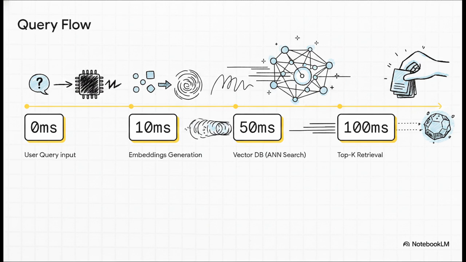At 0 milliseconds, the query arrives. Boom. By 10 milliseconds, we've already passed that text through our embedding models to generate the vector representations. At 50 milliseconds, we are deep inside the vector DB, executing an approximate nearest neighbor, or ANN search. And bam, by 100 milliseconds, the retrieval layer has successfully pulled the top K results. It's a lightning-fast journey through a massive amount of data. But, and this is a big but, as fast as this is, those top K results are basically raw, unrefined ore at this stage. They need serious processing.